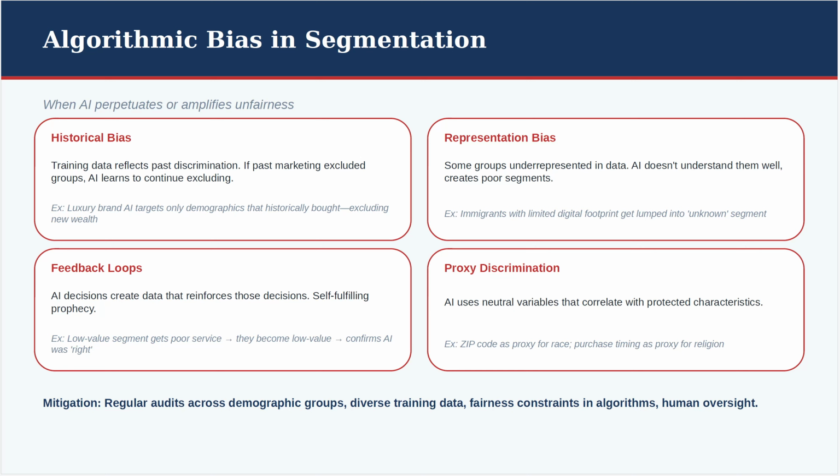The second one is representation bias. So some groups leave less digital footprint. Older customers, they don't give feedback. Usually they use cash to buy things. Lower income immigrants, rural residents. AI doesn't have enough data for them, so they don't have representation in the models that AI creates. So poor segmentation for underrepresented groups is the result. They get generic treatment while well-represented groups get personalized treatment.